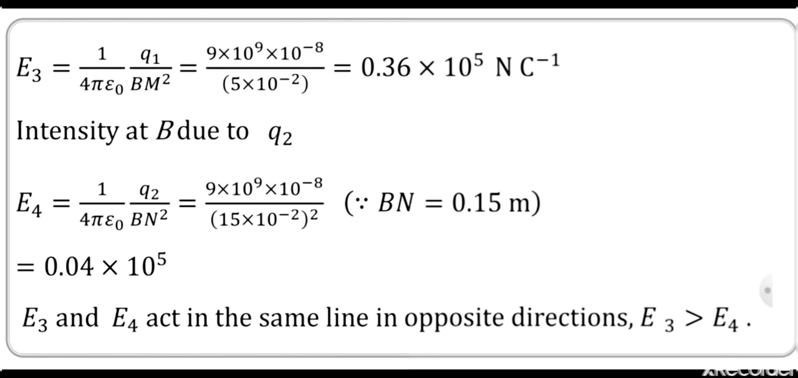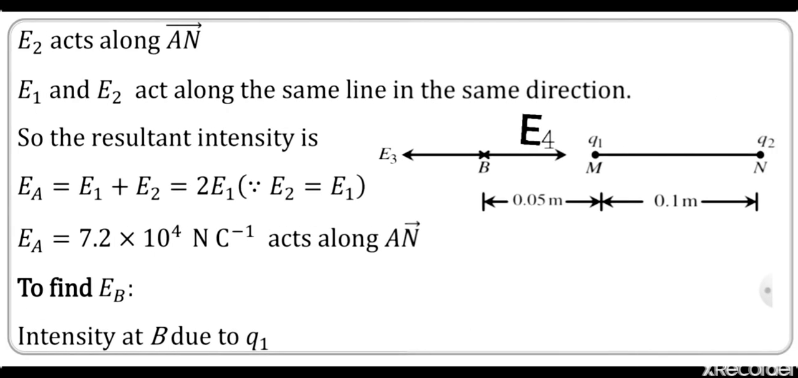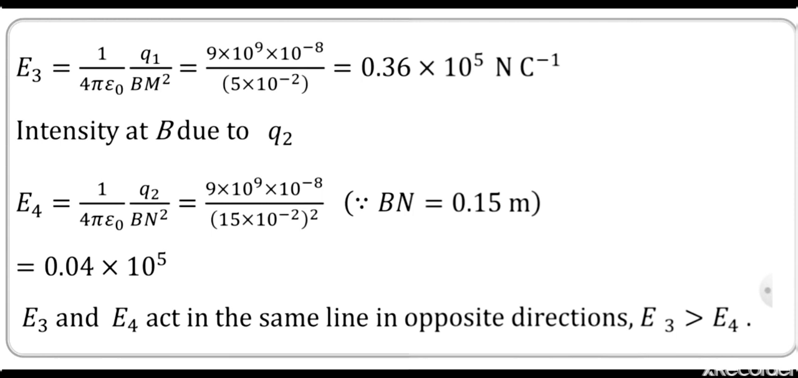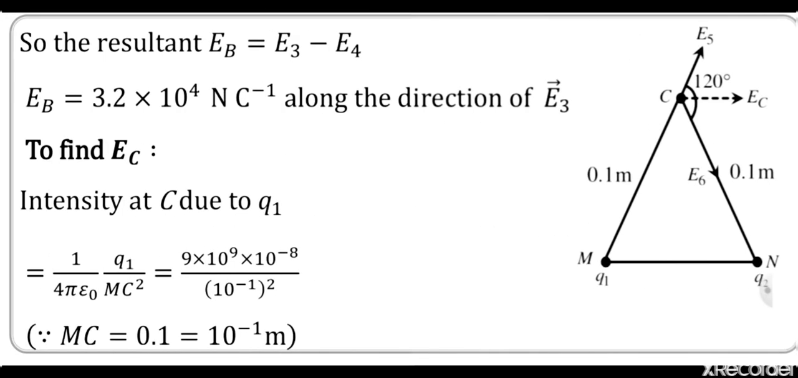These E3 and E4 act in the same line but in opposite directions, right? You can see in the picture, E3 and E4 act along the same line but in opposite directions. This is the value for E3 and E4. Now to find out the EB, to find out the resultant, just subtract, and you will get the EB value.